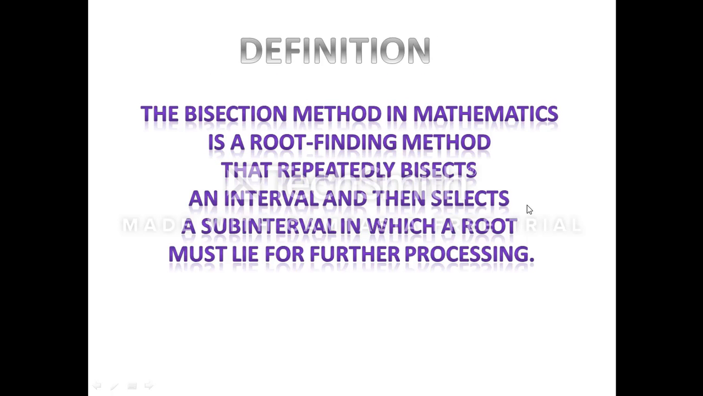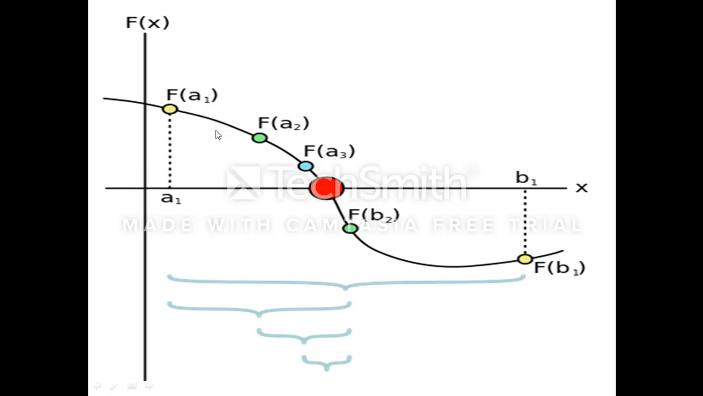Its definition is: the bisection method in mathematics is a root finding method that repeatedly bisects an interval and then selects a subinterval in which a root must lie for further processing. Now, using this graph, we can understand the bisection method.